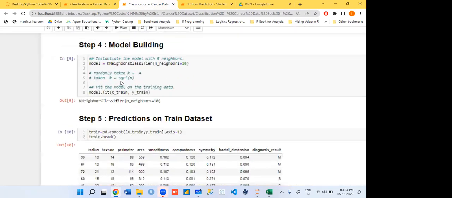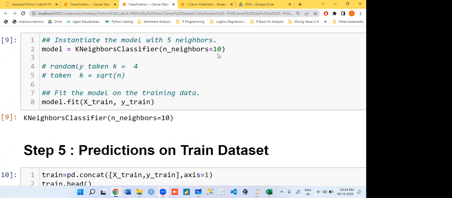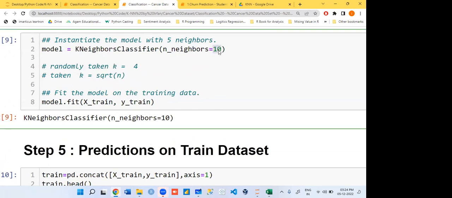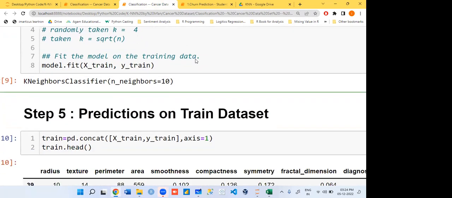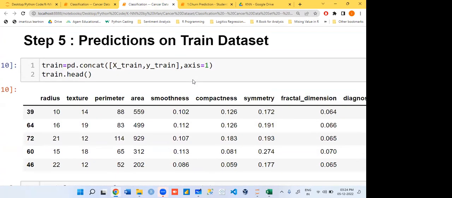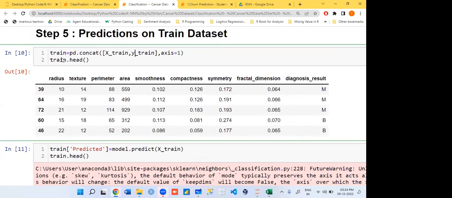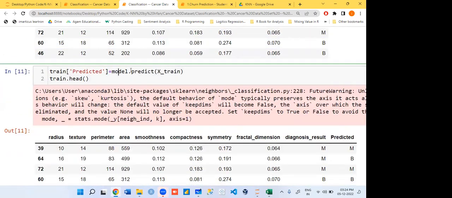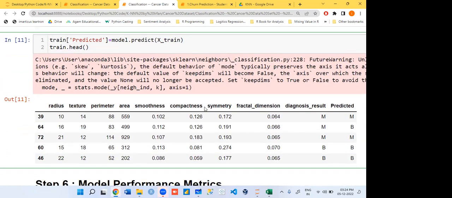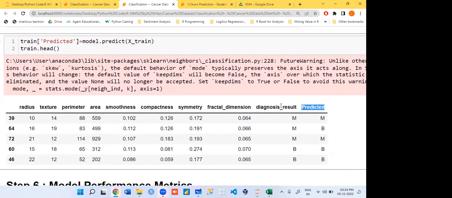What is the value of k we have taken, guys? 10. This is k. We're using the second method. I'll use the first also. This is your x train and y train. We combine and make it as train. Model predicts for x train. In the train, make a new column called predicted. So we have actual y and we have predicted y.